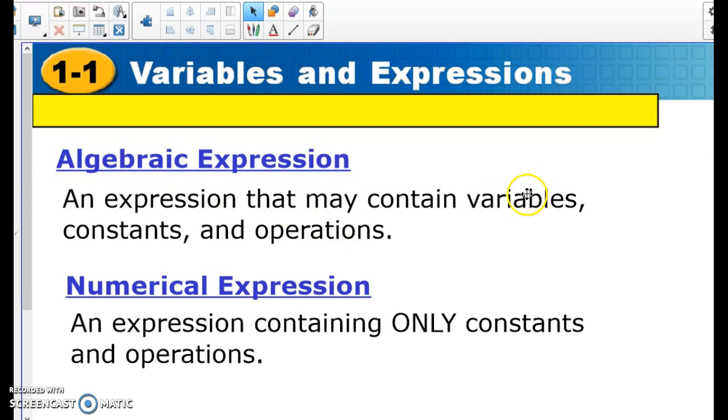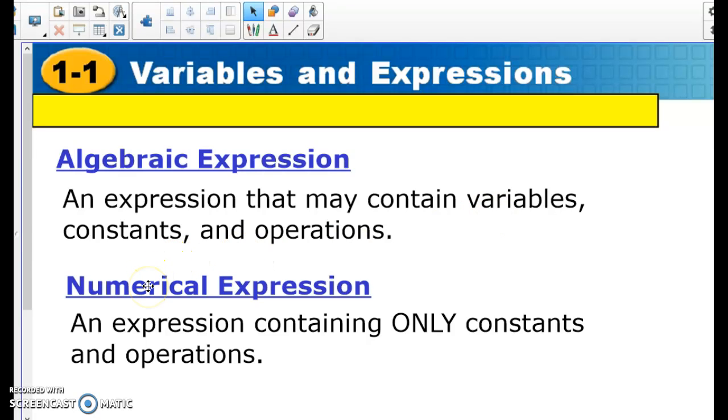We just talked about what variables were. Constants are your numbers, so any number that you can think of. And operations means add, subtract, multiply, divide. So an algebraic expression is something that has a variable, a number, and then an operation. So something like 2 plus x equals 4. That would be an algebraic expression.